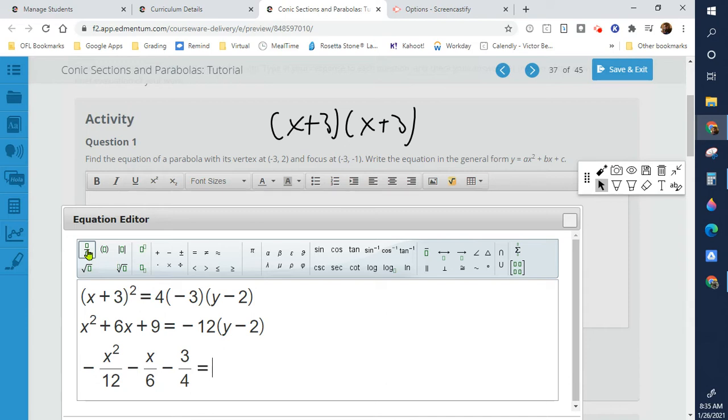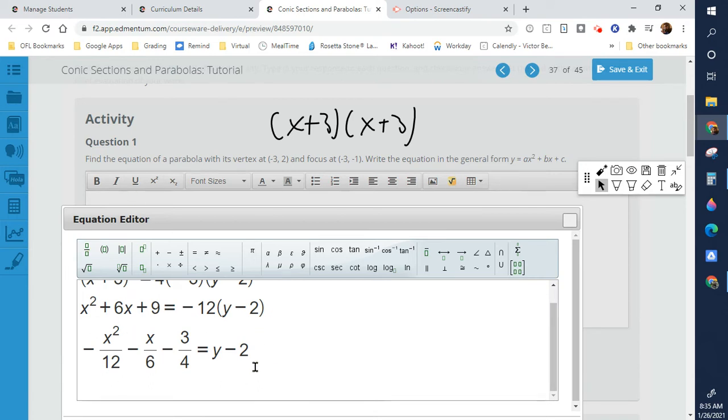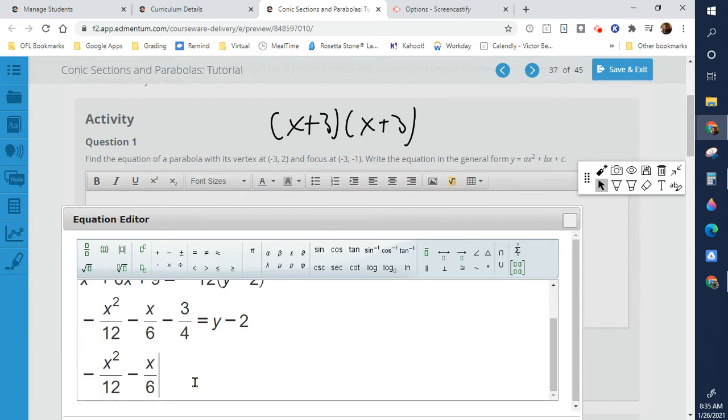I get equals y minus 2. Now I'm going to add 2. 2 is in actuality, if I think about it in terms of 4, is 8 over 4. So I can say this is me being lazy. I'm just going to copy this. You'll see why I'm not copying that last part in a second. If I'm going to add 8 over 4, this ends up being plus 5 over 4. So plus this 5 over 4. I have a y by itself, but I'm going to want to do it this way.